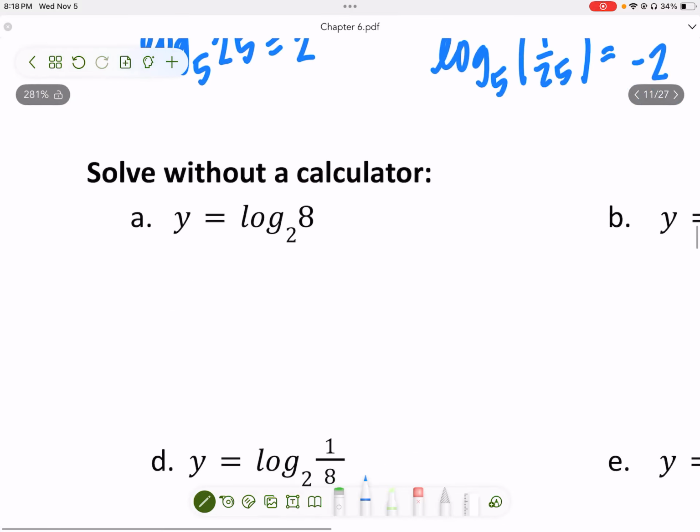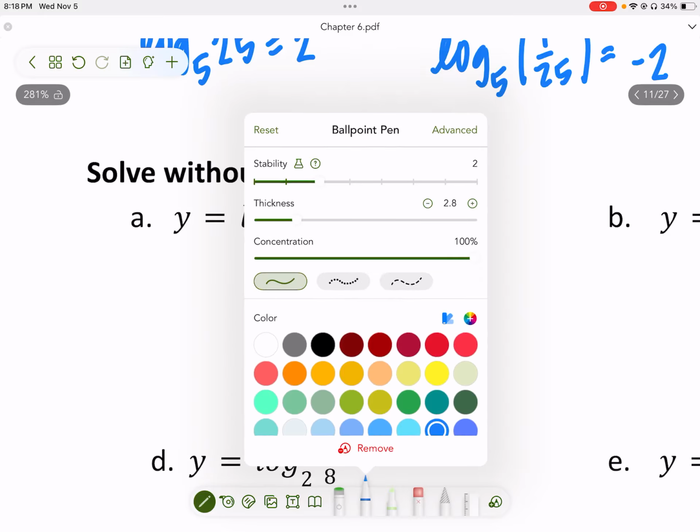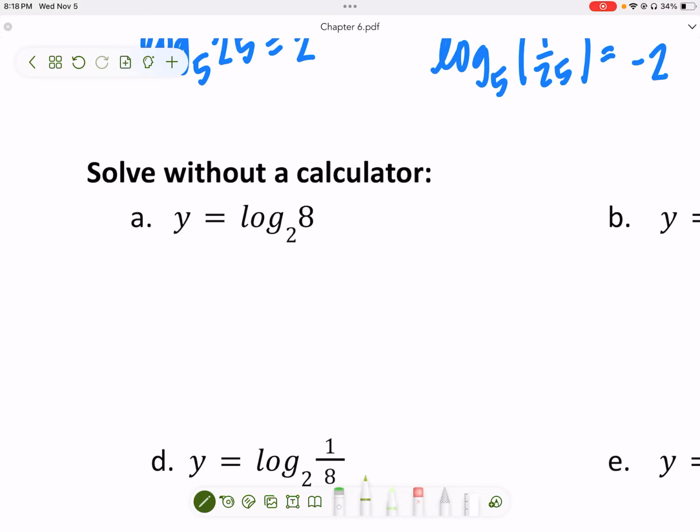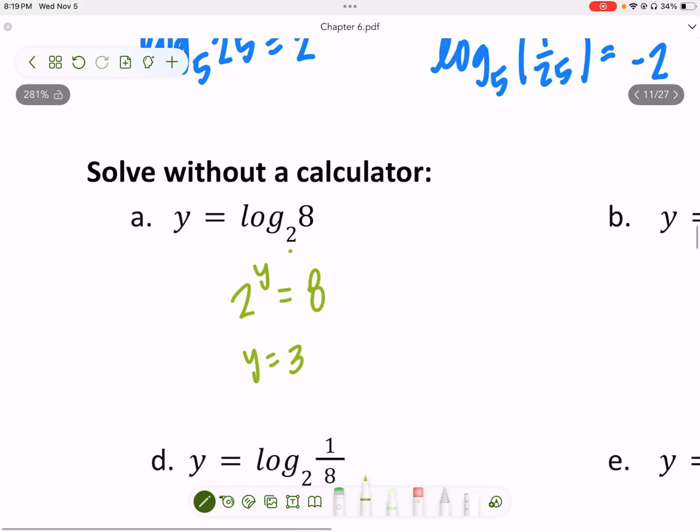So let's look at these and solve without a calculator. When they say solve without a calculator, it means that we should really treat this like an exponential. So 2 to some power is going to equal 8. So that means we're looking at 3. This is the same thing as saying 3. You're really just rewriting it as an exponential, but it's written as a logarithm.